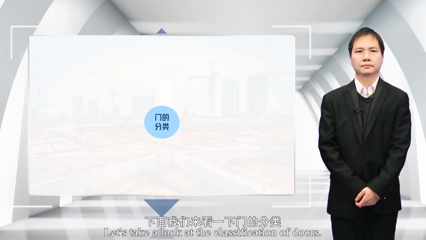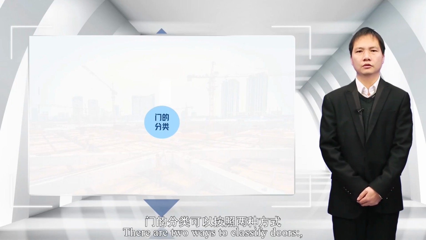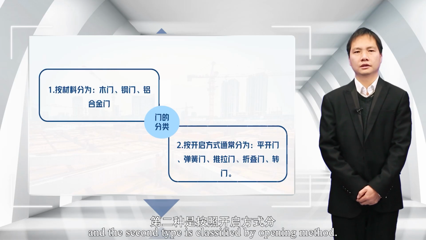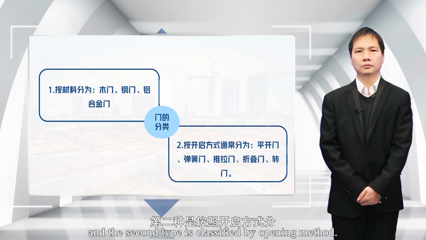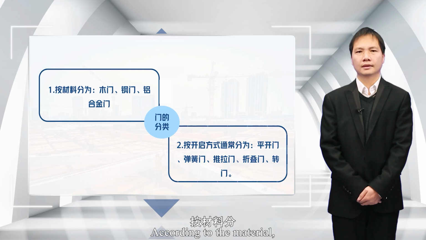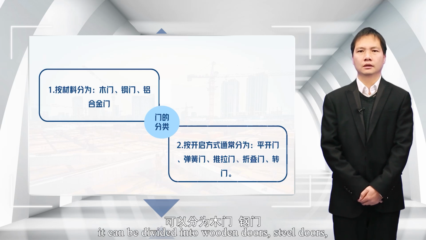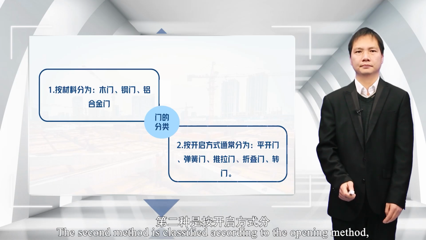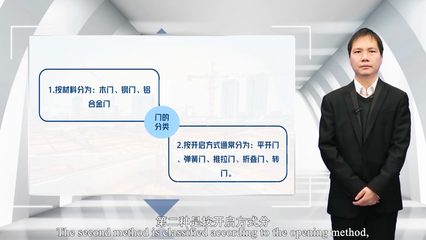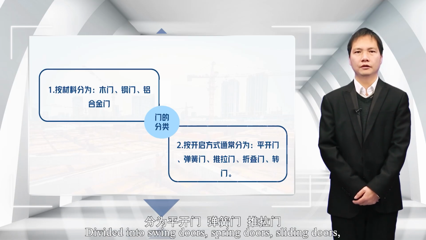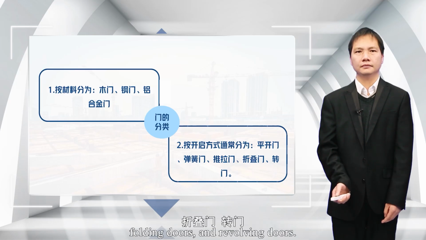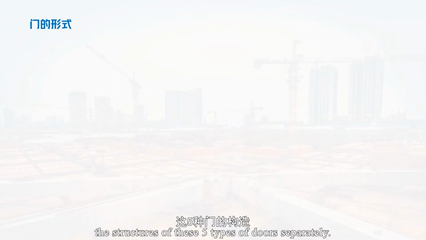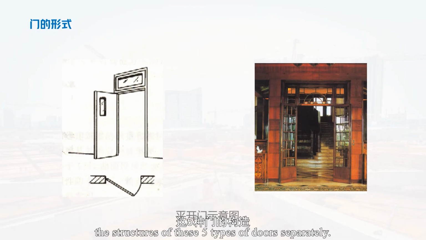Let's take a look at the classification of doors. There are 2 ways to classify doors. The first type is classified by material, and the second type is classified by opening method. According to the material, it can be divided into wooden doors, steel doors, aluminum alloy doors. The second method is classified according to the opening method, divided into swing doors, spring doors, sliding doors, folding doors, and revolving doors. Below, we will introduce the structures of these 5 types of doors separately.